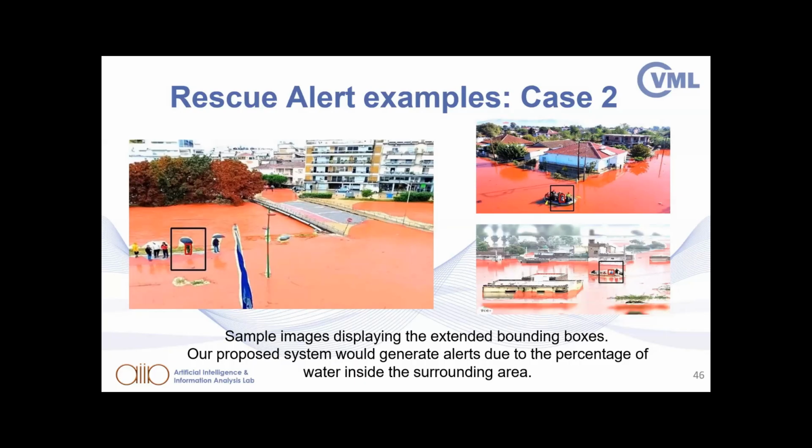In the image on the left, a person is detected standing in rising water levels. And in the top right image, a boat which carries multiple individuals is highlighted. The flood monitoring system evaluates not just direct overlaps with flood water, but also considers extended areas for a more comprehensive alert mechanism.